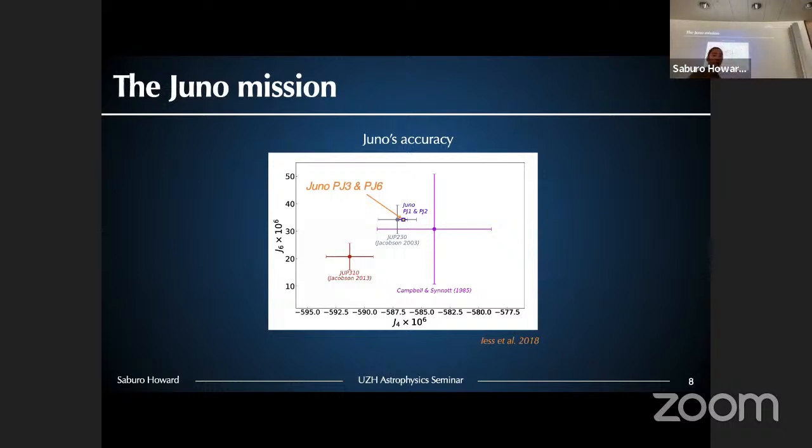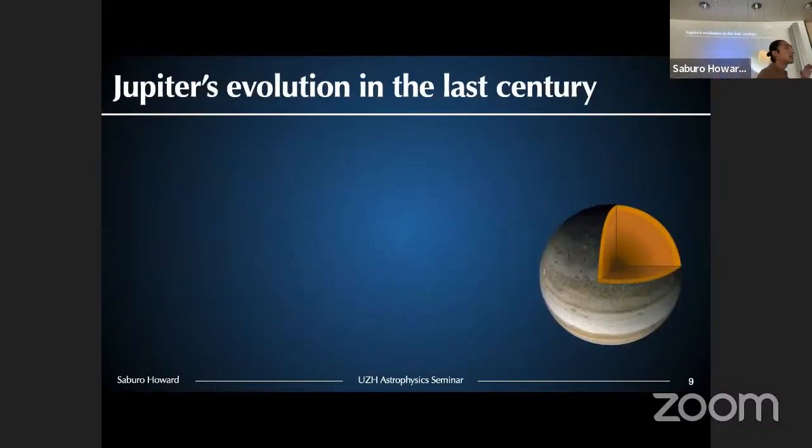And so before we jump into how to make a model of the interior and what we can infer from the interior of Jupiter, I'd like to give you a glimpse of what's inside Jupiter. And I like to do that on a historical perspective. So when I write Jupiter's evolution in the last century, it's of course the evolution of our view of Jupiter in the last century, right?